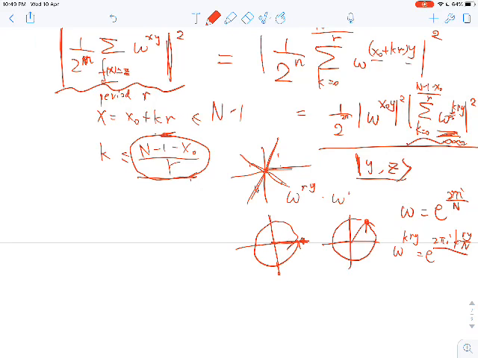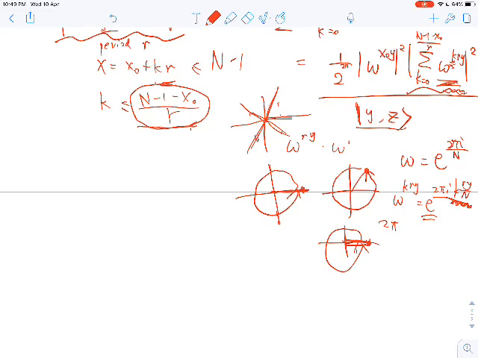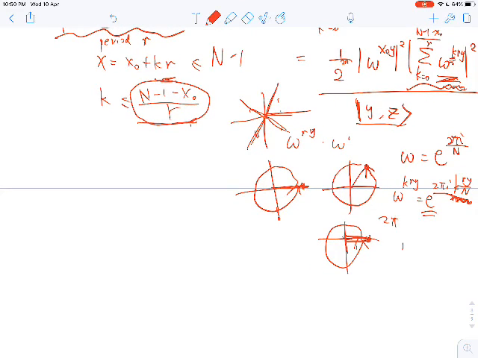Actually, if this part is close to some integer, then this part will always be close to some. We rotate it. It's almost like rotated 2 pi degrees. It's a whole rotation, right? Then with all of them it is 1. The probability to be measured in this state will be higher. Thus, we know ry over n must be close to some integer c.